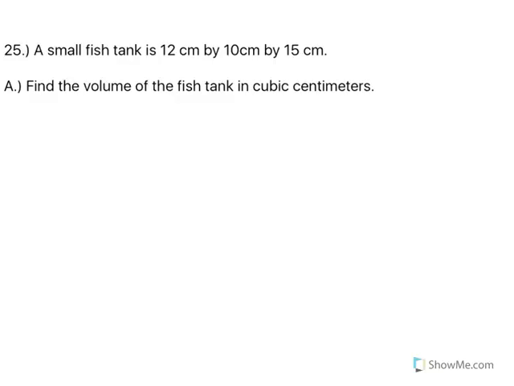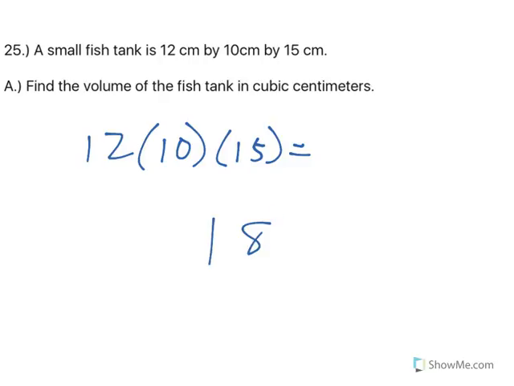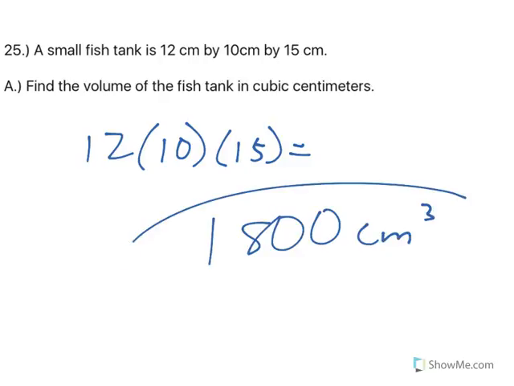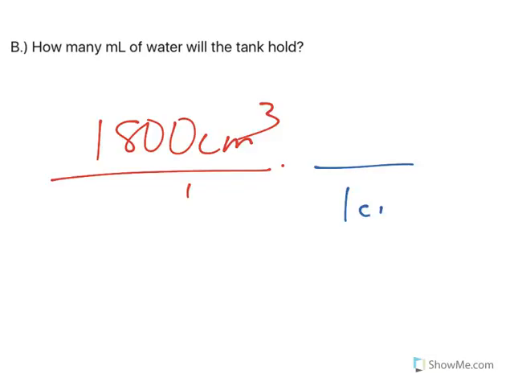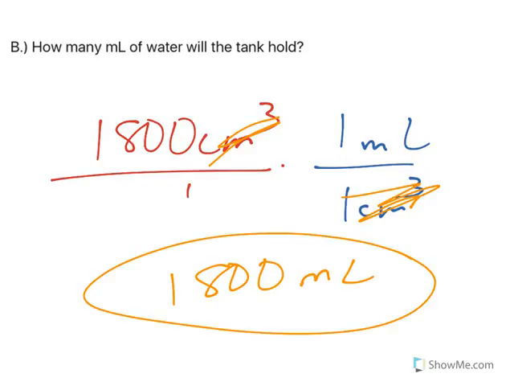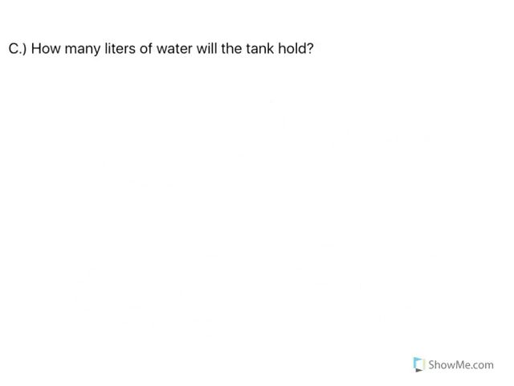25. Again, multi-step problem. A small fish tank is 12 centimeters by 10 by 15. Find the volume in cubic centimeters. No problem. I multiply 12 times 10 times 15, and I have a volume of 1,800 cubic centimeters. Well, let's find that in milliliters. Recall that we have a 1 cubic centimeter to 1 milliliter ratio. So that means I just have 1,800 milliliters. No problem there. I like 1-to-1 ratios.